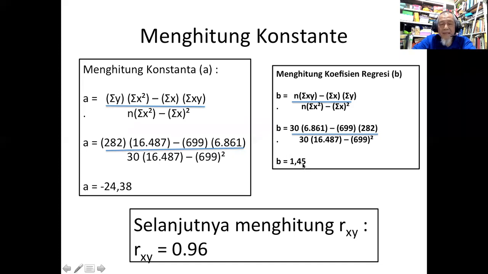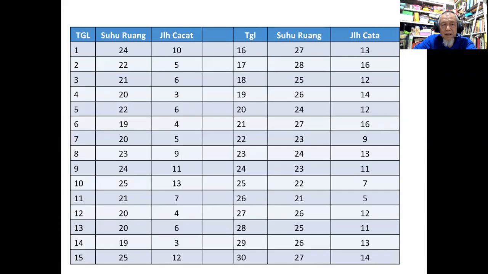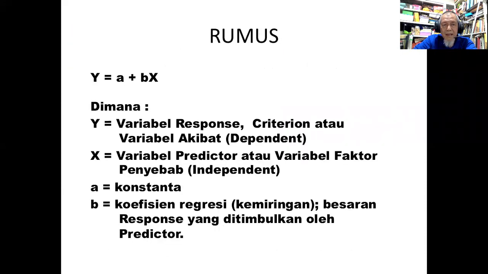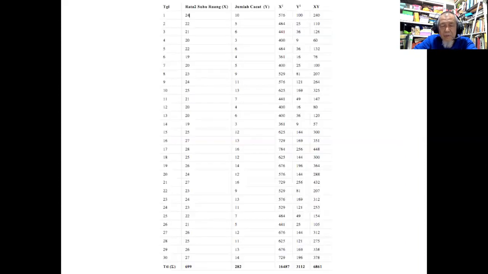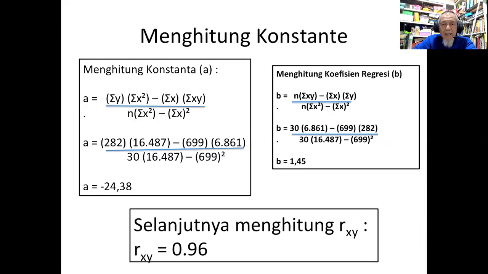So now when you put this into the formula, Y equals A plus BX, we have already A and B. So we can actually have what we call the regression equation model. Next, we are going to calculate the correlation between X and Y using Pearson product moment.